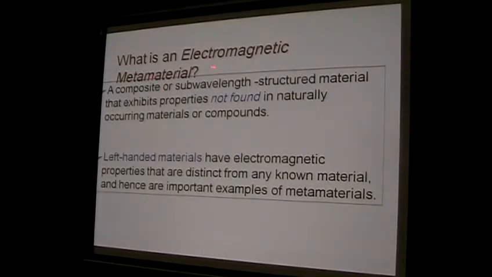So what is the electromagnetic metamaterial? It's defined as a sub-wavelength structural material that exhibits properties not found in naturally occurring materials or compounds. So that's the definition of a metamaterial. So it has to be, first of all, sub-wavelength. It's much smaller than the wavelength of the light. And also, it should have properties you don't find in natural materials. So that's, more or less, the definition of a metamaterial.